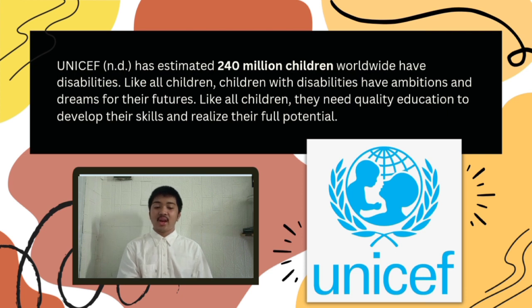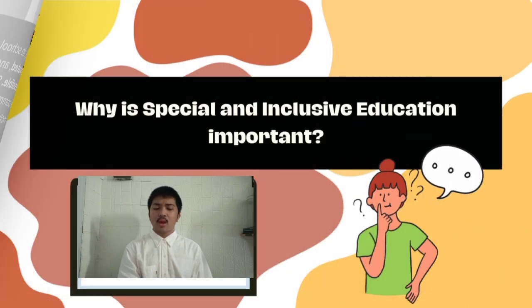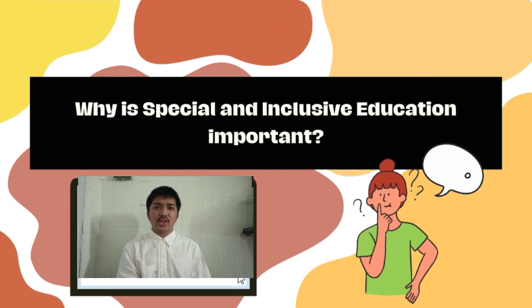According to UNICEF, to provide special and inclusive education, all schools must implement a few things. Firstly, in school, instructors must obtain training. Facilities must be renovated, and pupils or learners must have educational materials that are accessible. Secondly, stigma and discrimination must be combated at the community level, and people must be made aware of the advantages of inclusive education. Why is special and inclusive education important?